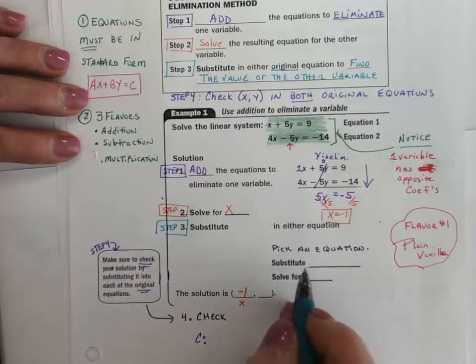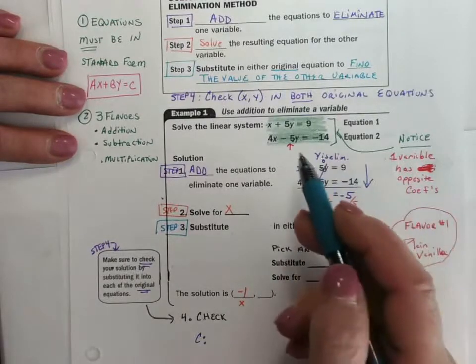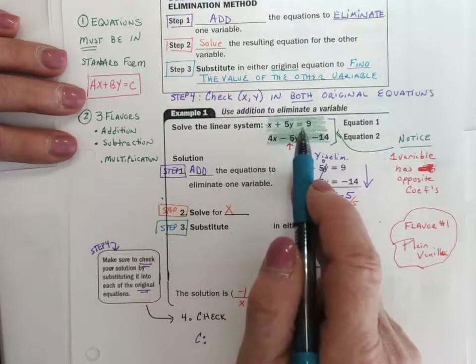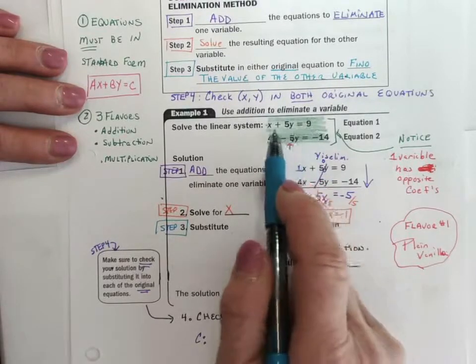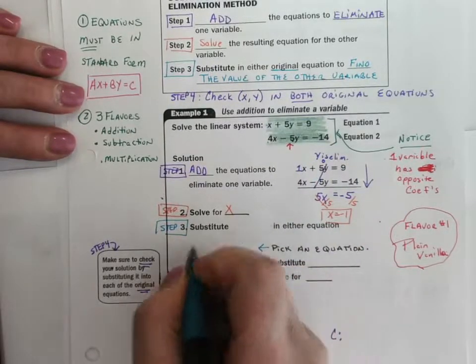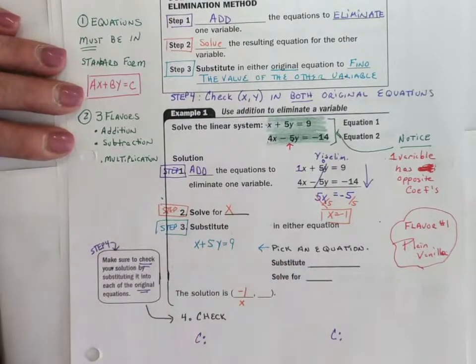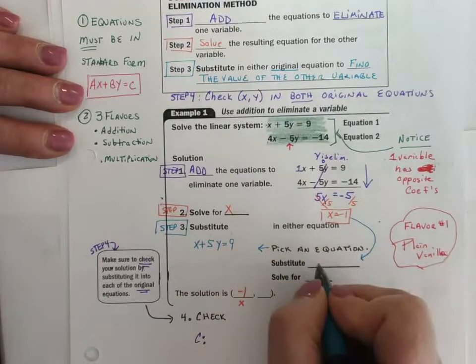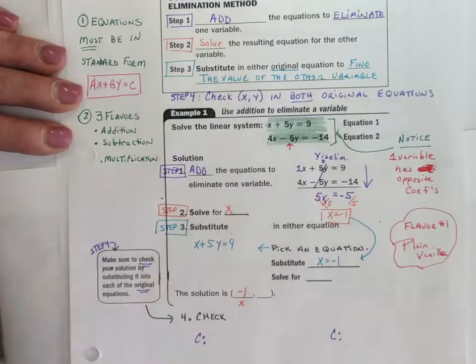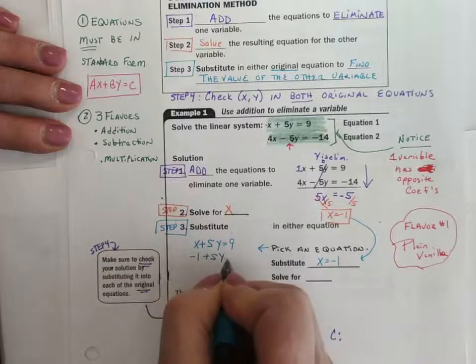So we pick one of the equations. It doesn't matter which of these equations we pick. I think it's easier when you pick an equation that's easy, and this one seems easier because it has fewer negative numbers. So I'm going to pick x plus 5y equals 9, and I'm going to substitute negative 1 for x. So negative 1 plus 5y equals 9.